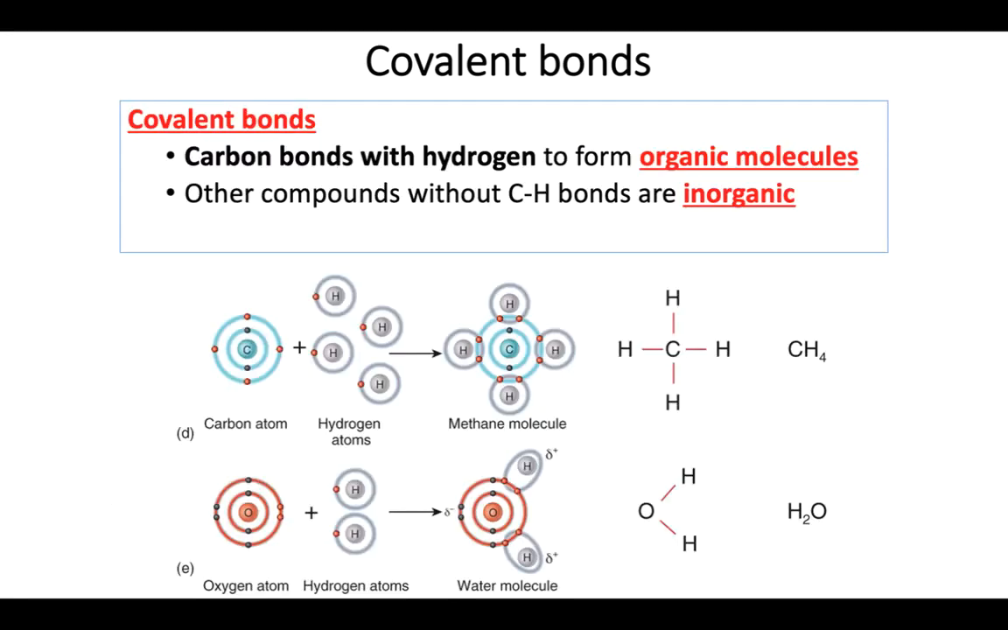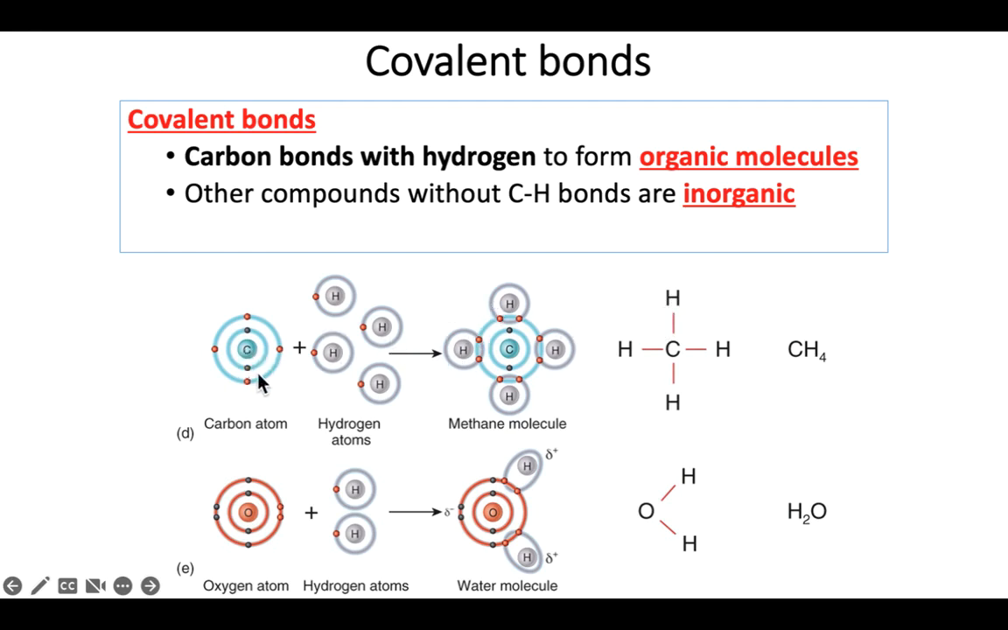So we have to take this a little bit farther. So covalent bonds, there's a couple different versions, and we'll get into that on the next slide. But when you have carbon covalently bonded with hydrogen, that's the definition of an organic molecule. So that's going to be carbohydrates, proteins, lipids, and nucleic acids. They're going to have a lot of hydrogens and carbons bonded together. For example, methane, which is a gas, is an organic molecule because it has a lot of these carbon-hydrogen bonds.